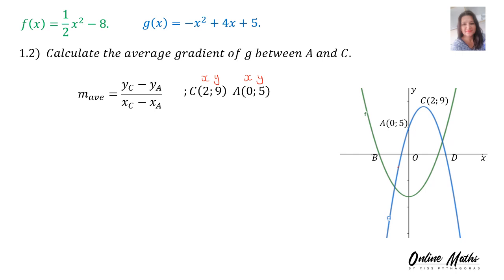So therefore, the y of C is 9 minus the y of A is 5 over the x of C is 2 minus the x of A is 0. And then 9 minus 5 is 4 over 2 minus 0 is 2. Therefore, your average gradient is 2.